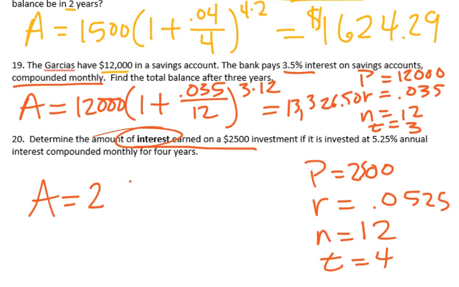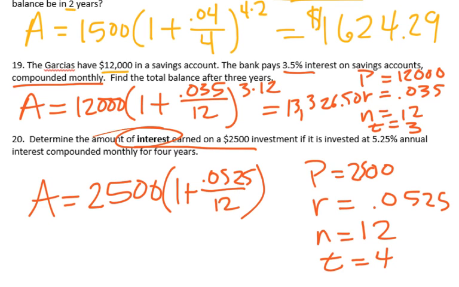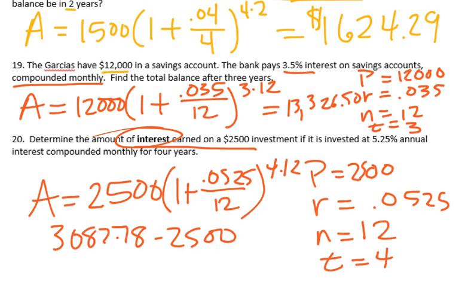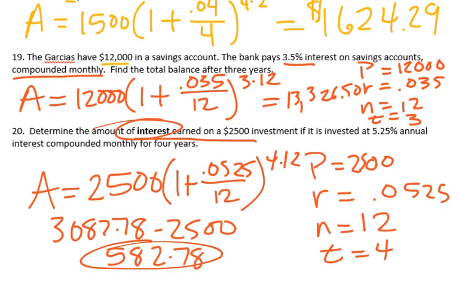Okay. So we would just put in our numbers. The difference is, and we're just going to find the difference, that total amount minus 2,500. Okay, so I type this into my calculator. We get 3,082.78. Subtract the 2,500 from that, and we end up having 582.78. That's what it wanted. It wanted just that interest, that extra.